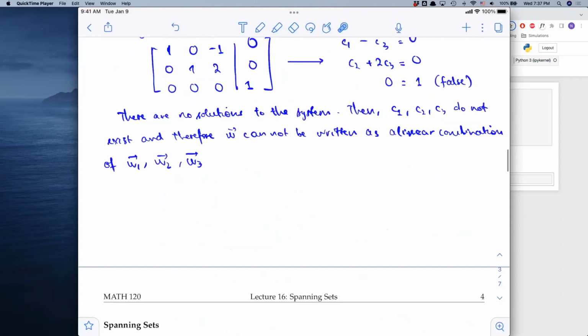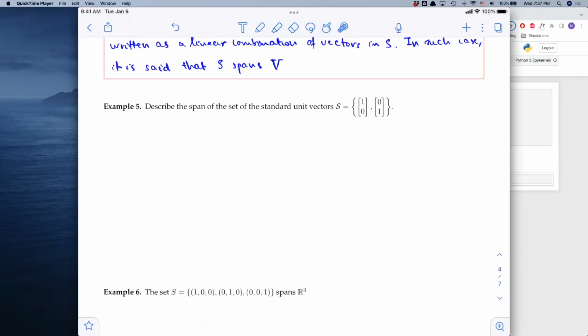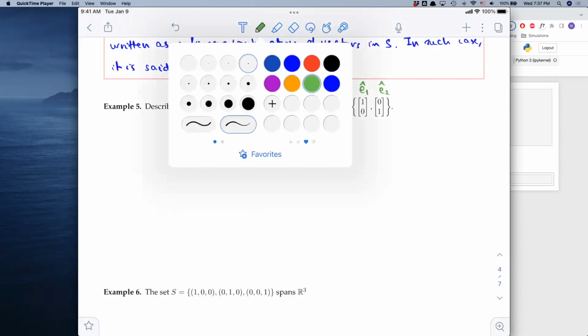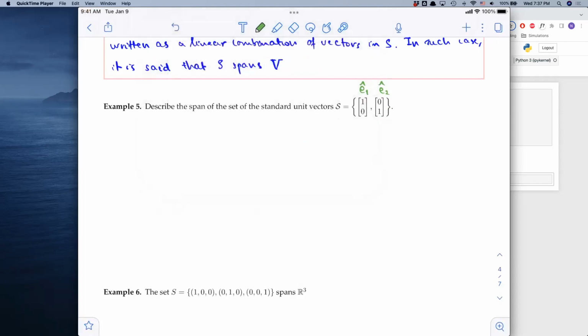Okay. So let's take a look at the following example. We want to describe the span of the set of the standard unit vectors. The standard unit vectors are this vector in the x direction and this vector in the y direction. In mathematics, we usually denote them as e1 and e2. So this particular set consists of two standard unit vectors. The unit vector, again, is a vector with length 1.